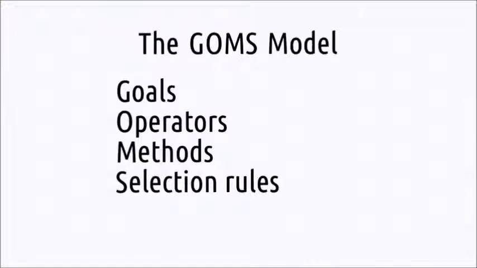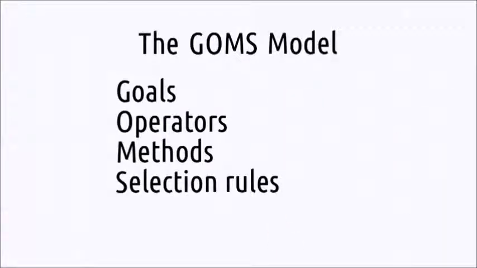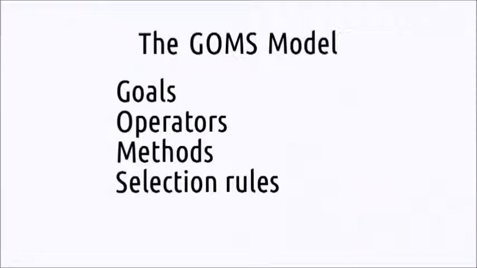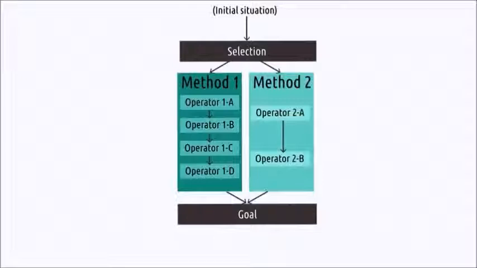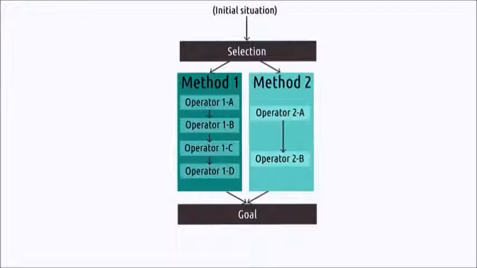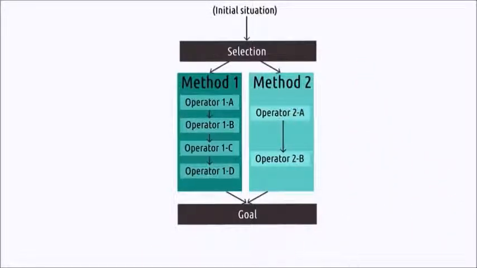So the GOMS model proposes that every human interacting with the system has a set of goals that they want to accomplish. They have a set of methods that they can choose from to accomplish those goals. Each of those methods is comprised of a series of operators that carries out that method, and they have some selection rules that help them decide what method to use and when. The GOMS model is often visualized like this. The user starts with some initial situation, and they have a goal in mind that they want to accomplish. So they apply their selection rules to choose between different competing methods for accomplishing that goal. Once they've chosen a method, they execute that series of operators that makes that goal a reality.